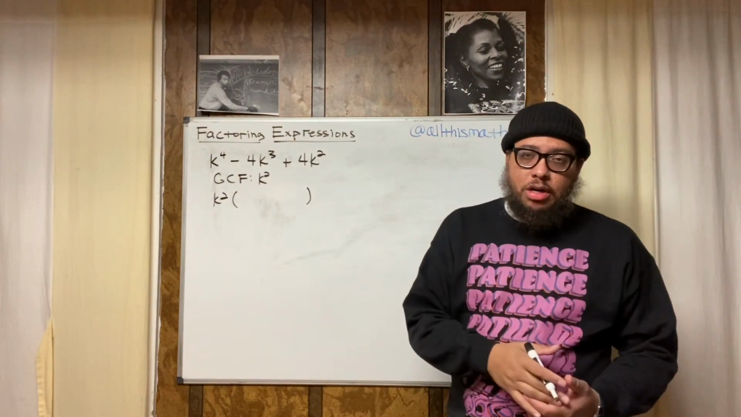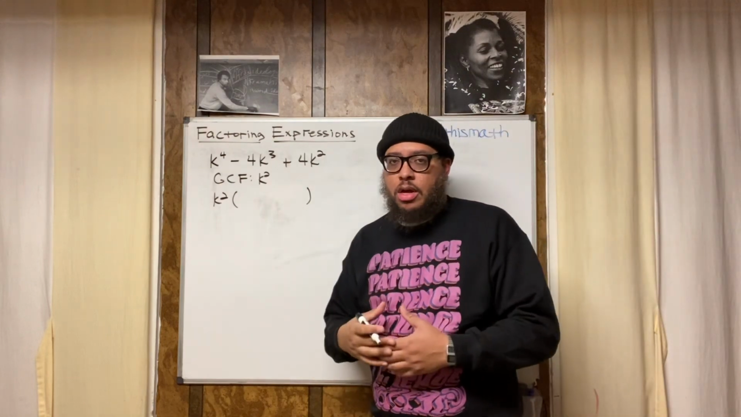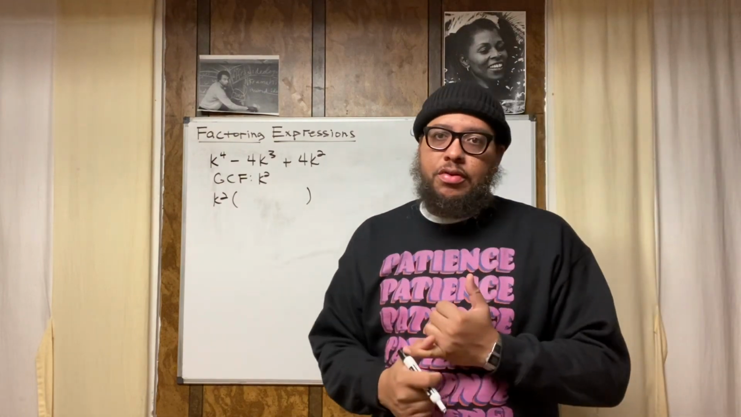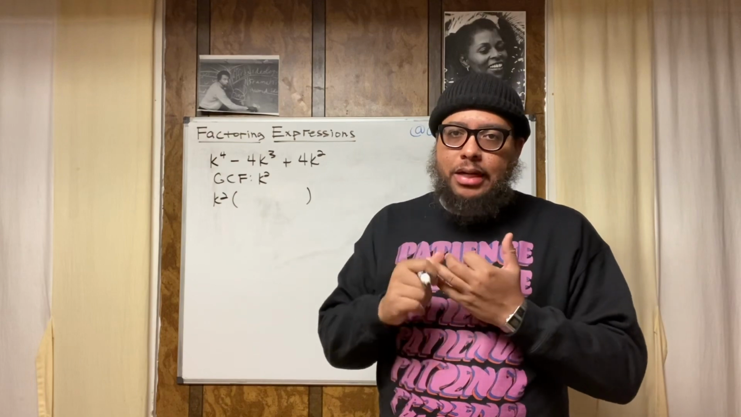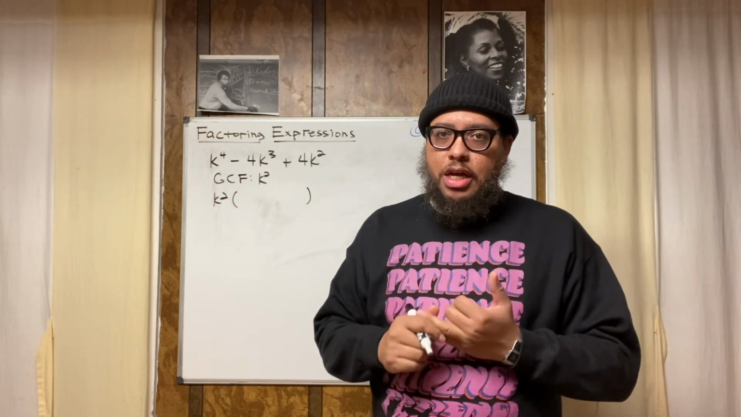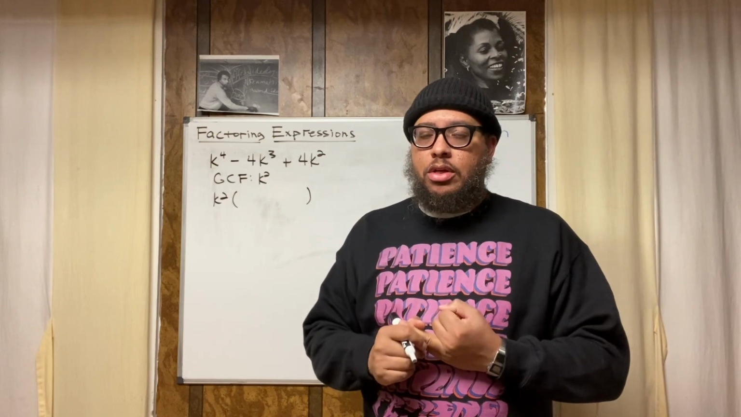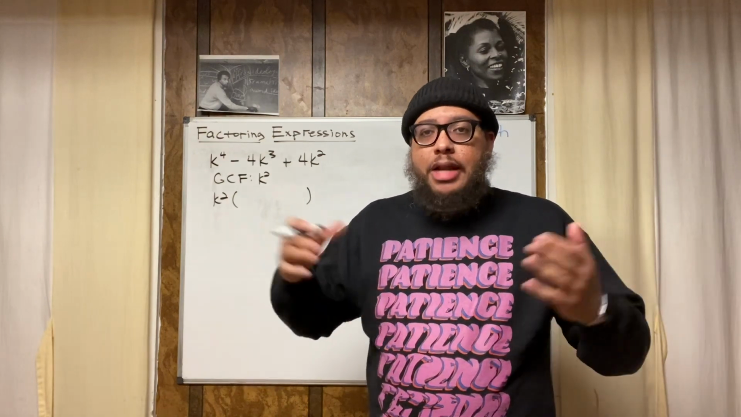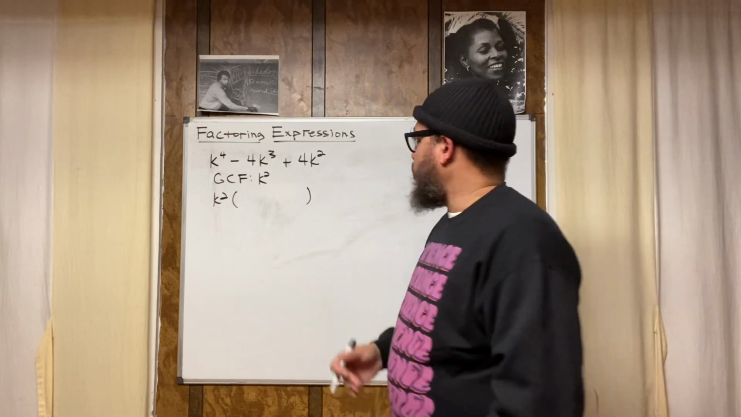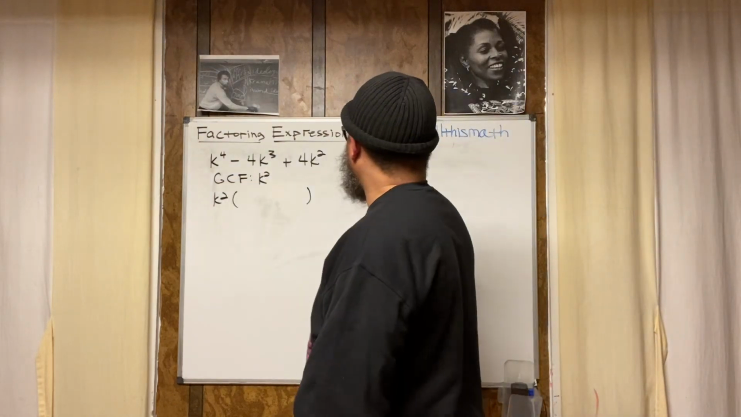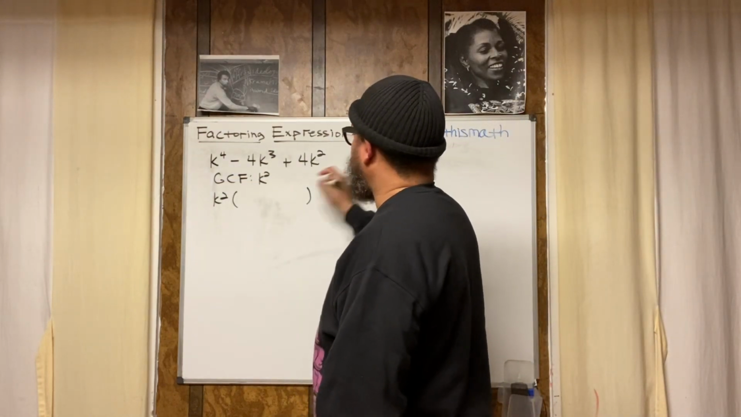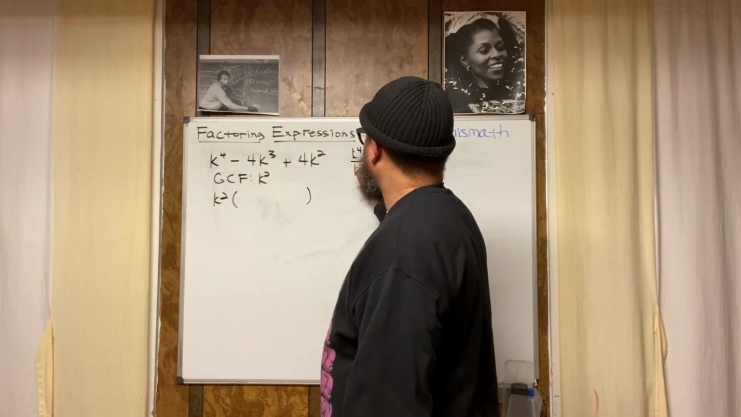Because the steps, when you pull out a GCF, are to first find the GCF and then divide everything by the GCF. Those are the 2 steps. Find the GCF and then divide everything by the GCF. So we already found the GCF. Now it's time to divide. So we're going to do k to the 4th divided by k to the 2nd.